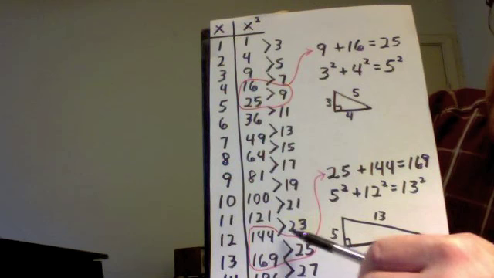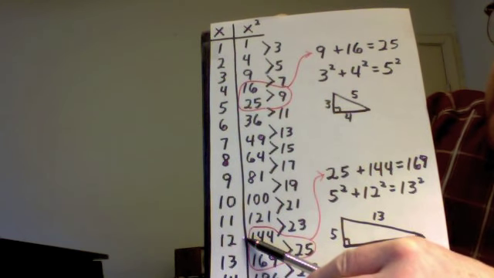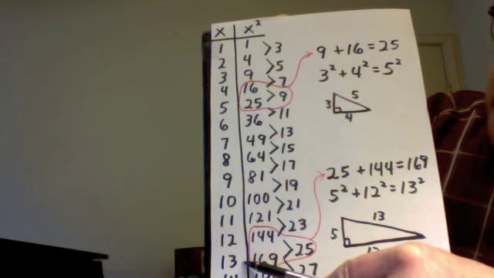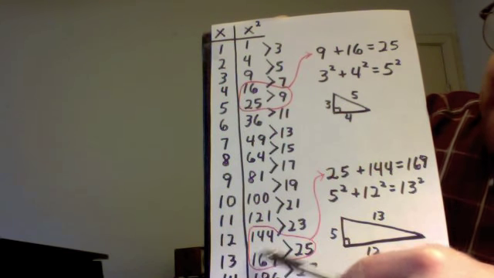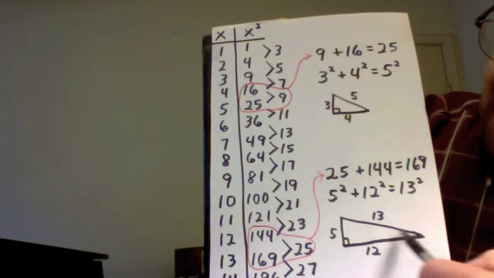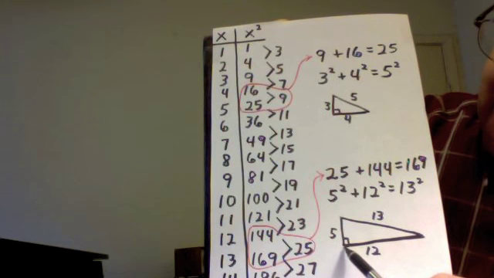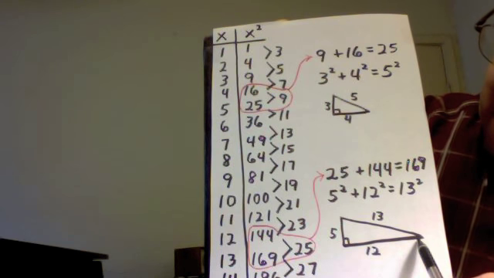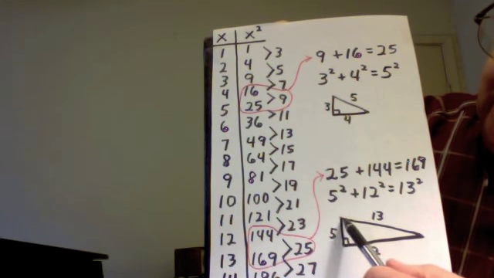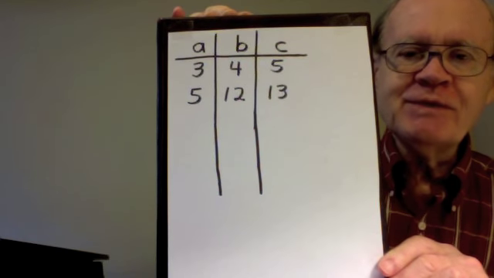We see that here. 5 squared plus 12 squared equals 13 squared. That is representing a 5, 12, 13 right triangle. So we can have a right triangle with legs of length 5 and 12 and hypotenuse length 13. And so I enter those results in an ABC table.